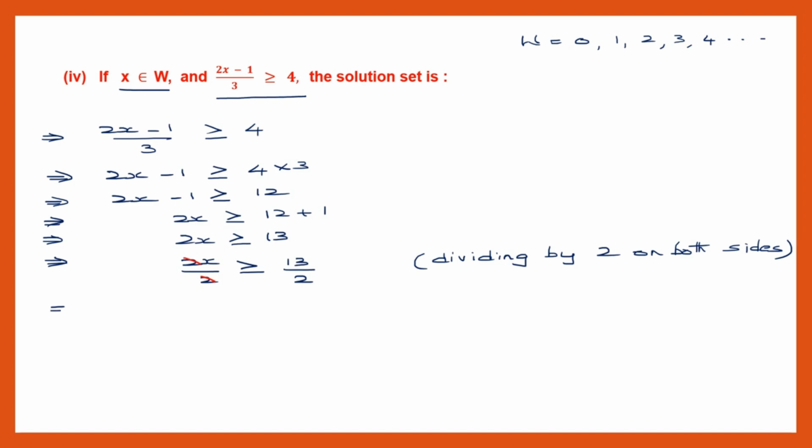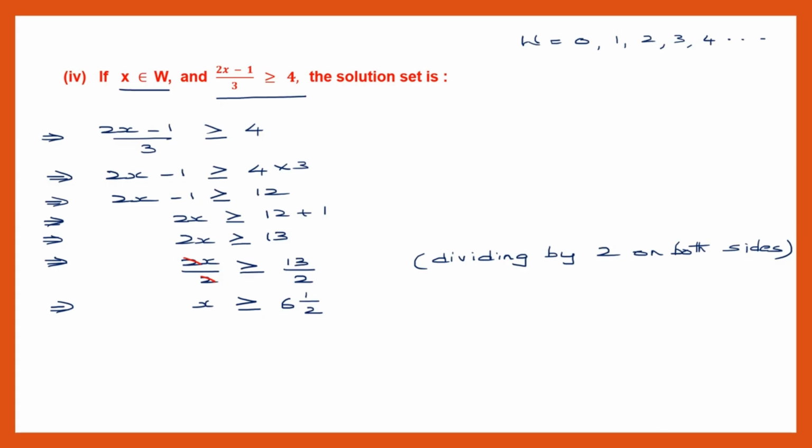So what do I have here? X is greater than or equal to, now 13 by 2. That is 2 sixes are 12, 1 by 2. So it's greater than or equal to 6, 1 by 2. So all numbers more than 6, starting from 6, we can't do because it says more than 6.5. Okay, so we have all our whole numbers here.